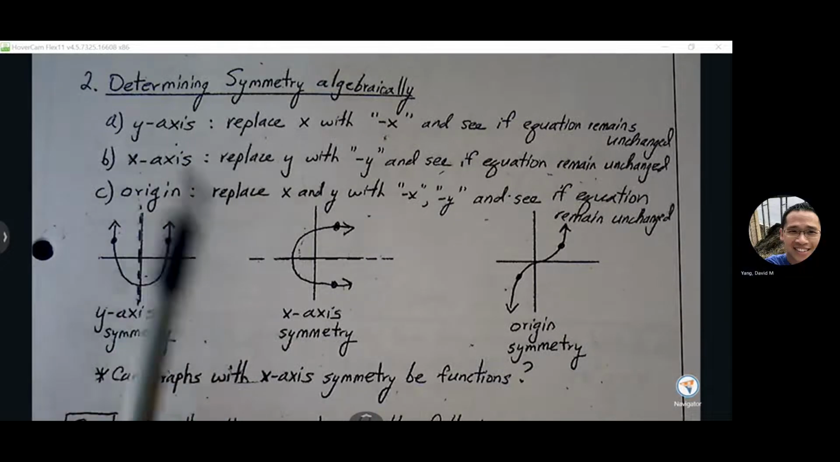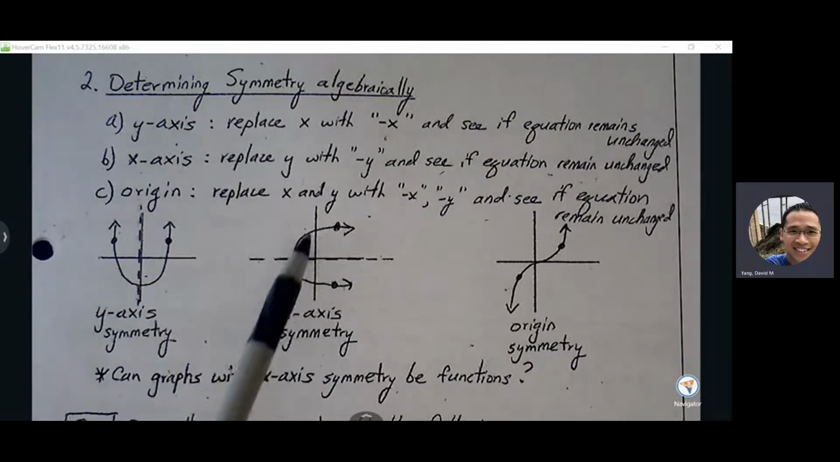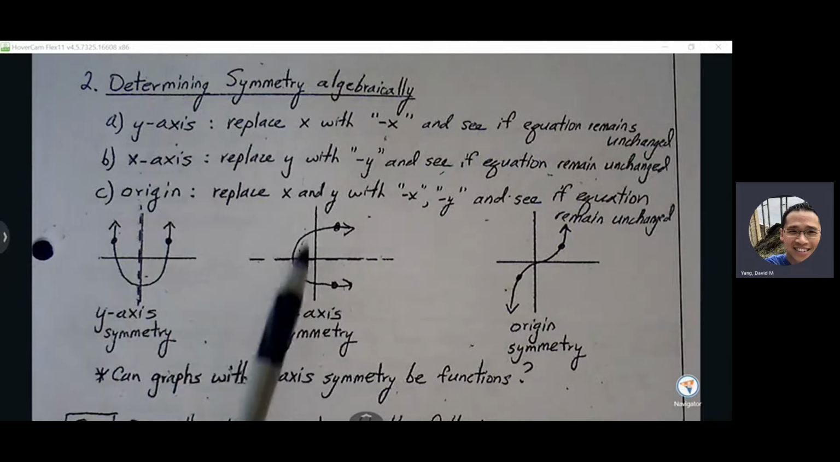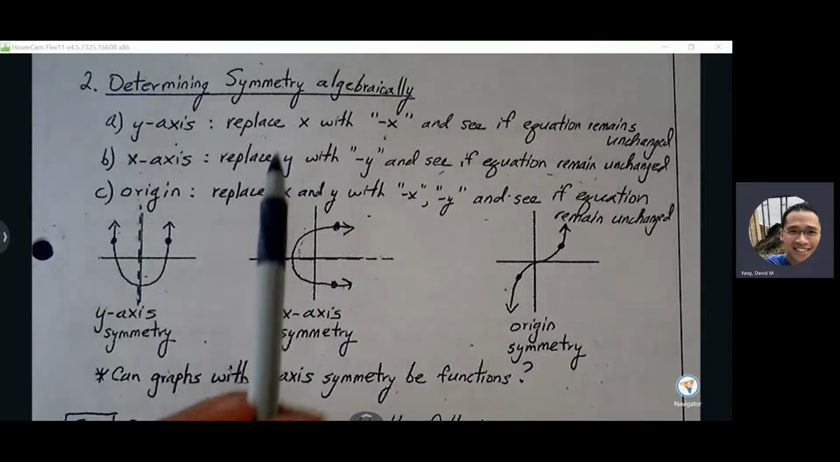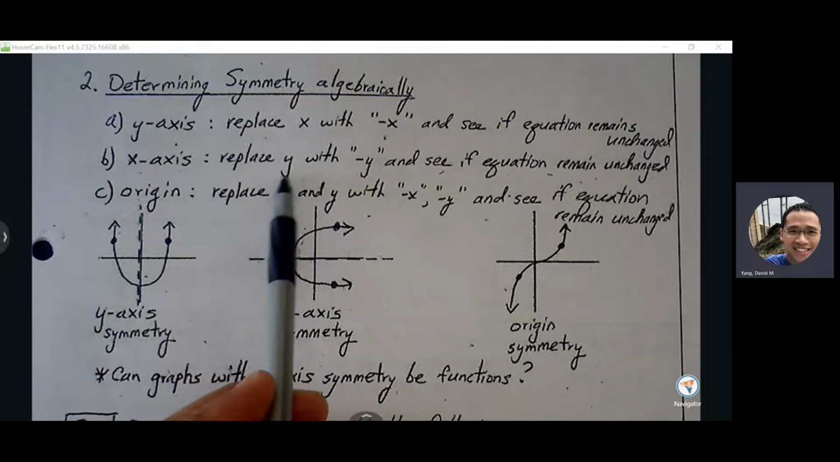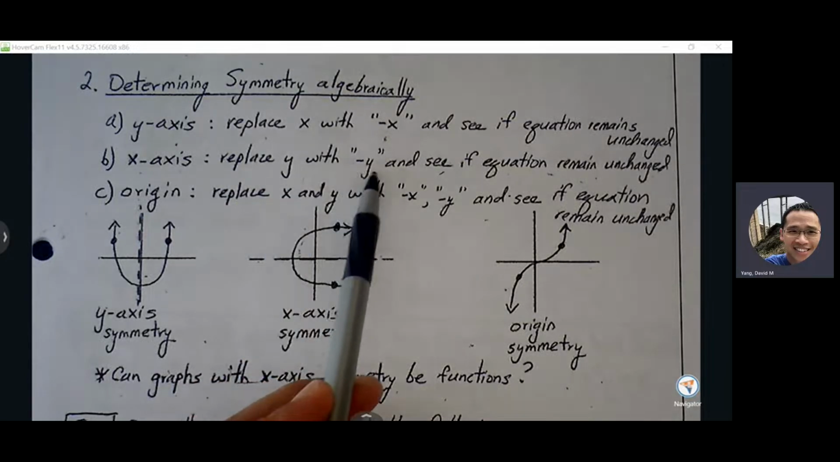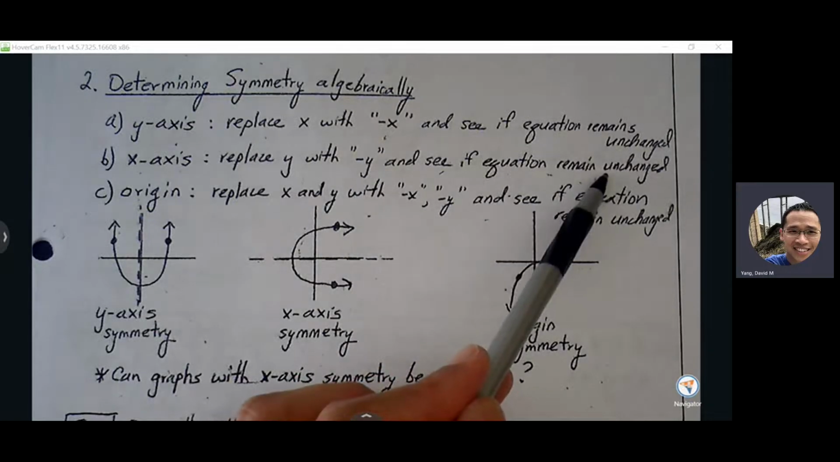X-axis symmetry would be a graph that will look something like this, where you can imagine folding the graph across the x-axis and then visually being able to get the graphs to overlap each other. Okay. X-axis symmetry, the way that algebraically we can prove that is true for the graph, we will take every y in the equation, replace it with negative y, and see if after cleaning up that negative goes away and if it goes back to the original version of the equation.